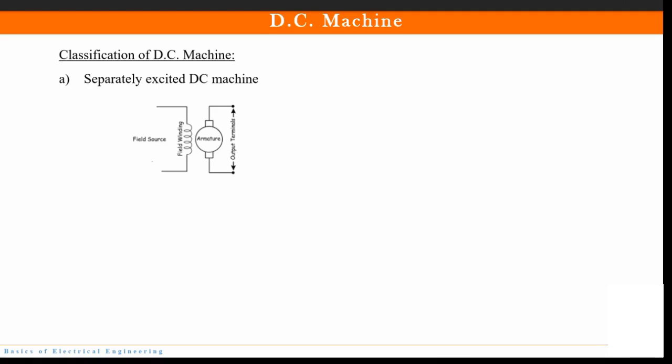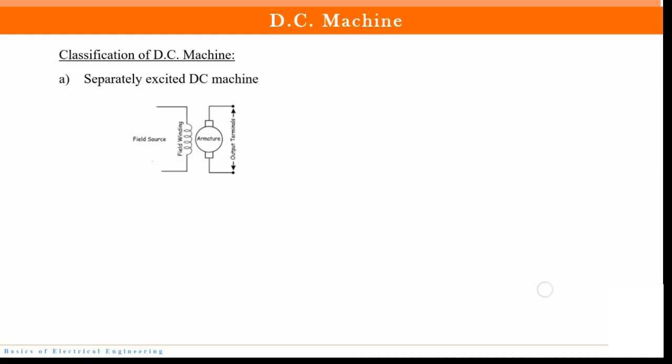So first is the separately excited DC machine. Here the field winding is supplied from a separate power source. It means that the field winding is electrically separated from the armature circuit, so there is no connection between the field magnets and the armature. But this type is very expensive, and secondly this type of DC machine is used in laboratory or research work.